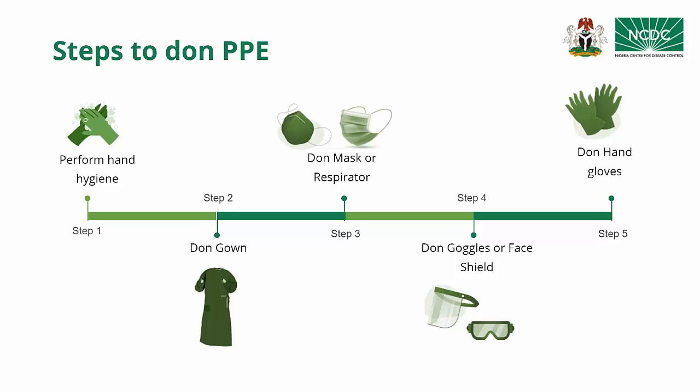Detailed process to take when performing these steps will be described next. Please refer to the module on the standard precautions of 5 moments for hand hygiene for detailed steps to take to properly perform hand hygiene. The first PPE to wear is the gown. Before donning a gown, always ensure to perform hand hygiene.